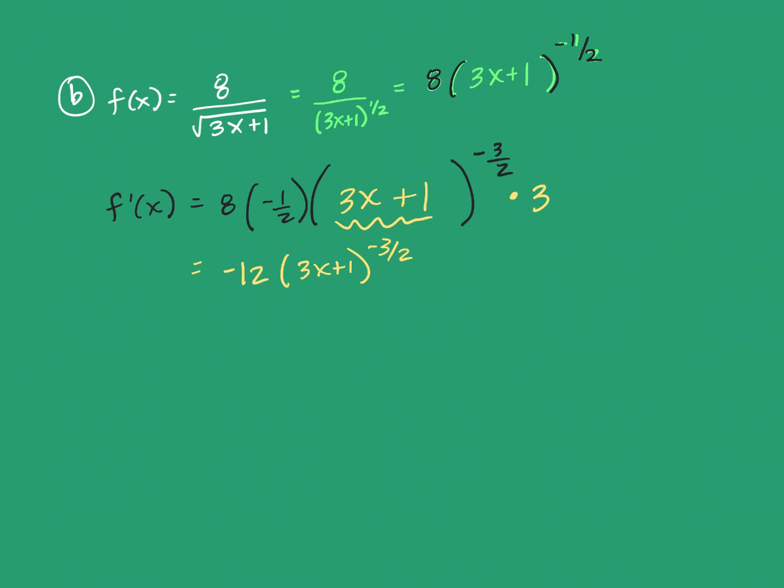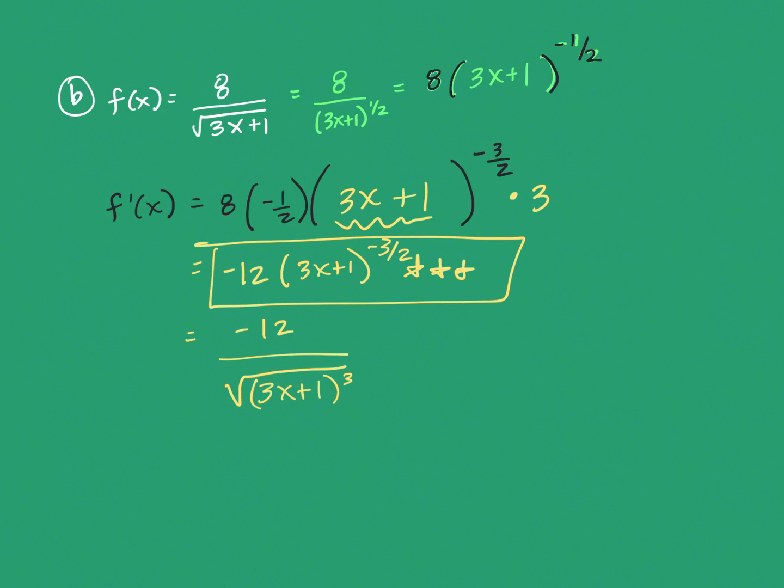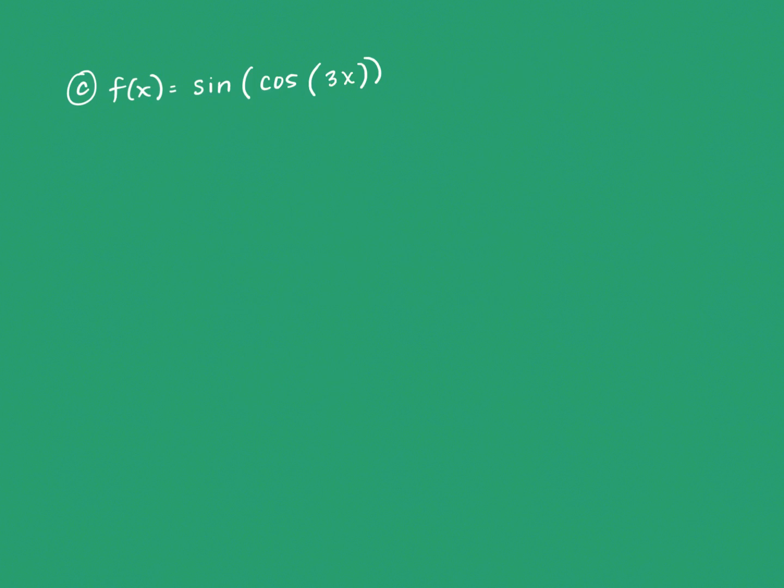Now sometimes you might see this rewritten with radicals back in it. So just to be clear, that would be the same as negative 12 over the square root of 3x plus 1, and they might put the cubed on the inside like this, or they might put it on the outside of the radical. And both of those are the same thing. Okay, just to be clear, on a quiz or test or homework, you're welcome to leave it just like this unless I ask you to specify or ask you to simplify it or get rid of negative powers or something like that. All right, let's keep going.